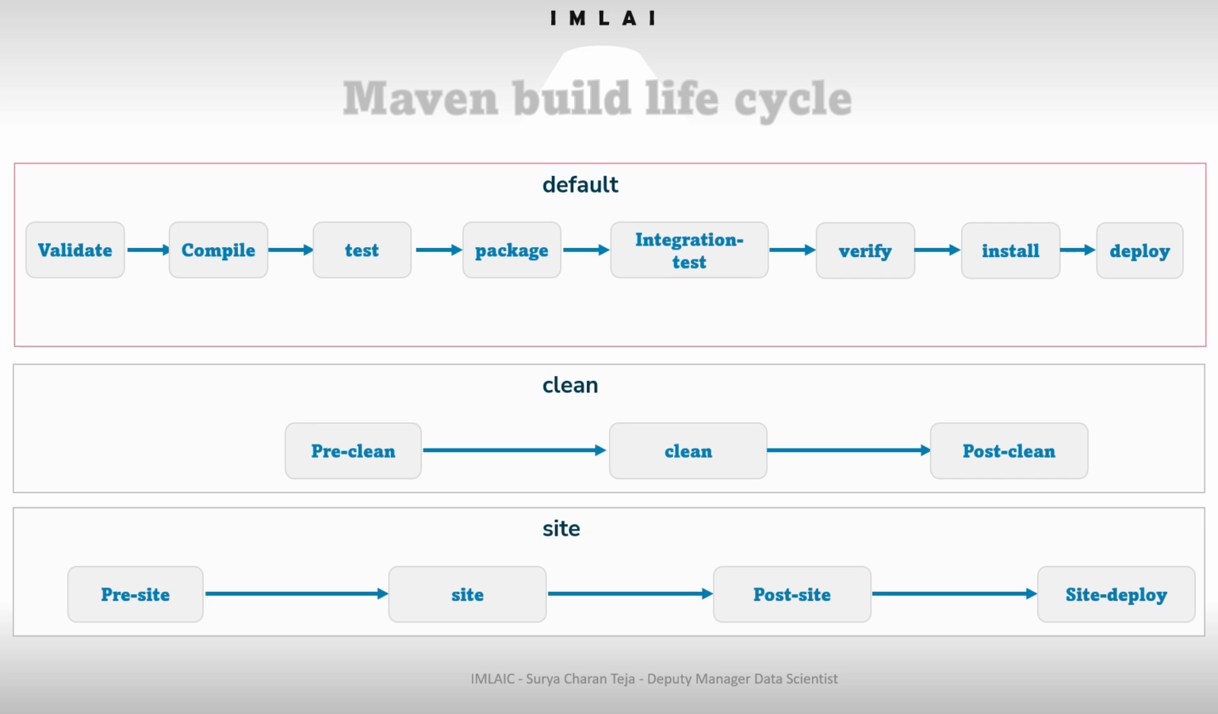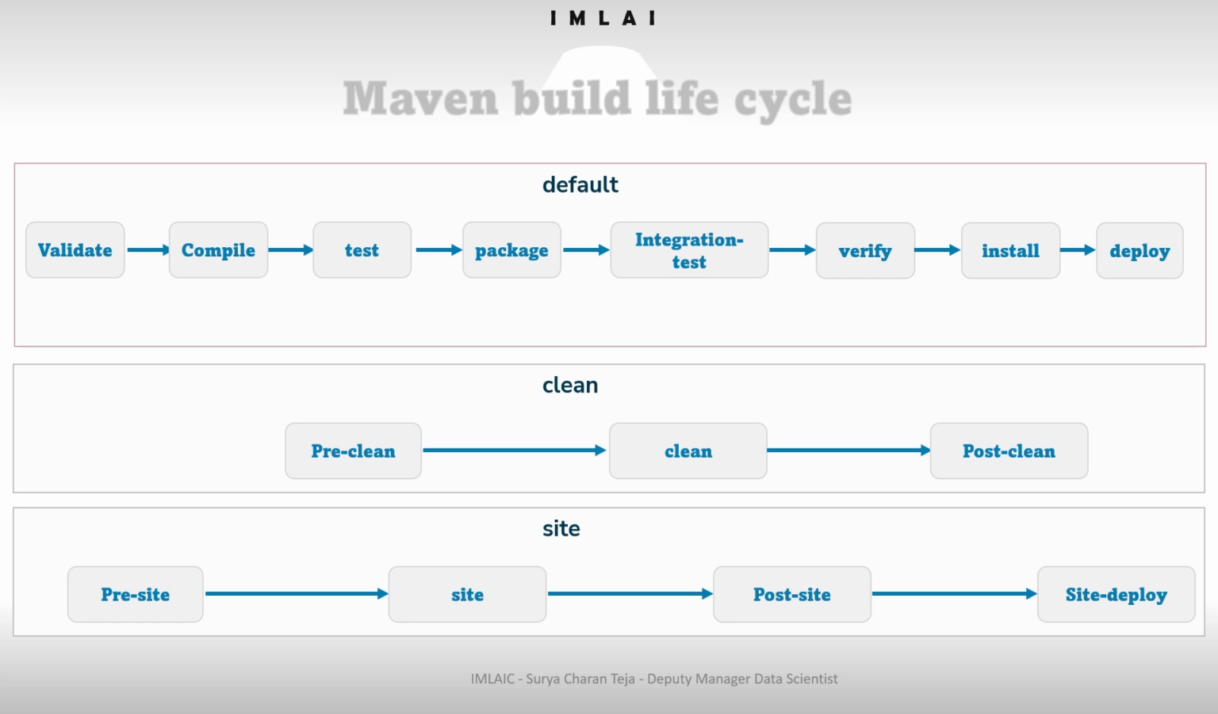Maven comes with three built-in build life cycles, as you can see on the screen. Default is one build life cycle, clean is another life cycle, and site is another life cycle. So let's begin with default, then we will move to clean and then site. What does the default build life cycle do? The default build life cycle handles the complete deployment of the project.